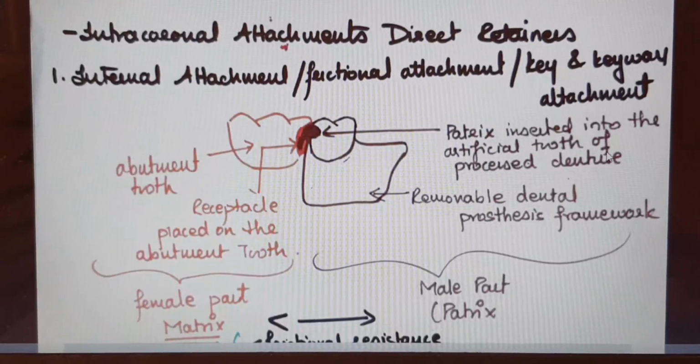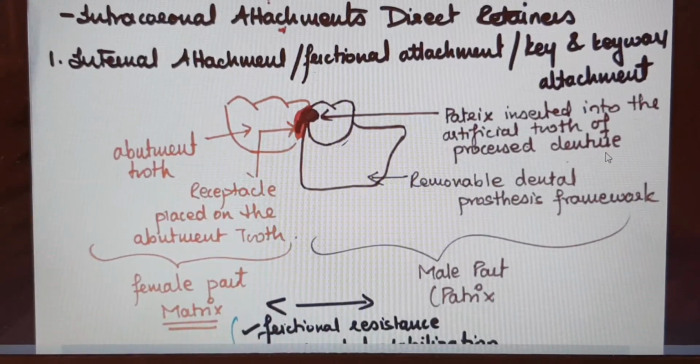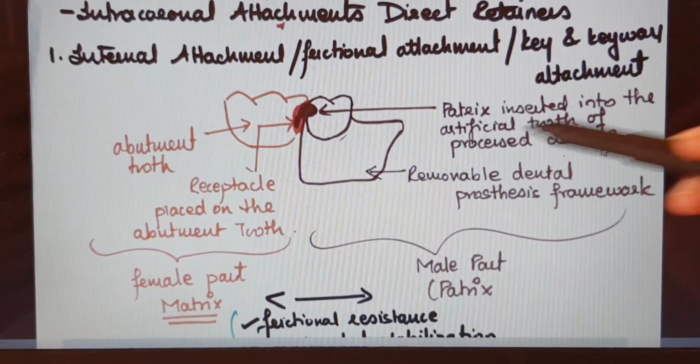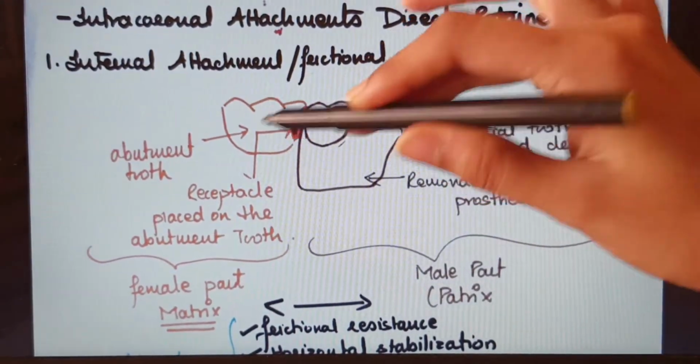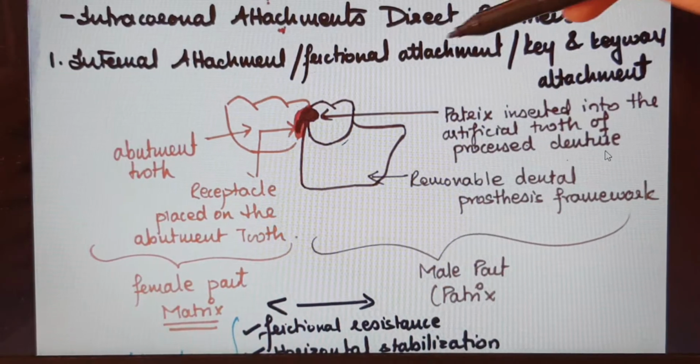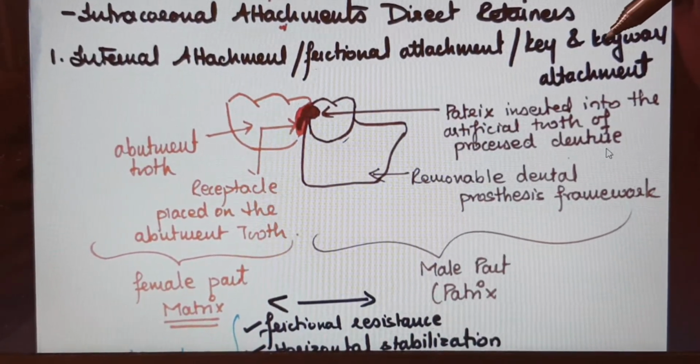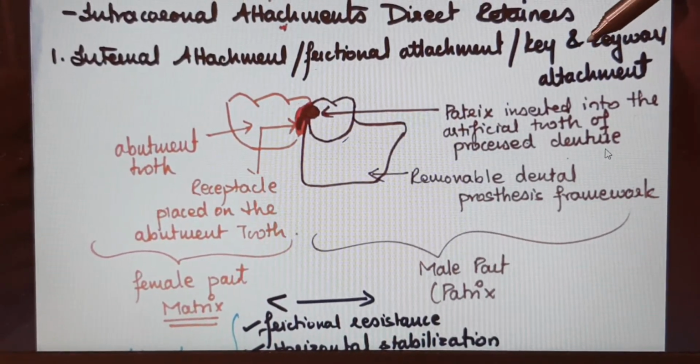Today's video is about intracoronal clasp. So let's start with it then. First one to study about is internal attachment, which is also called as frictional attachment or keyway attachment.